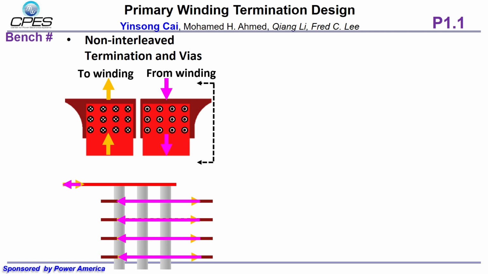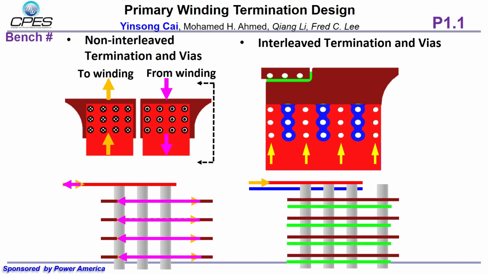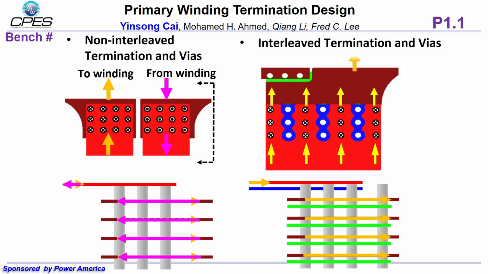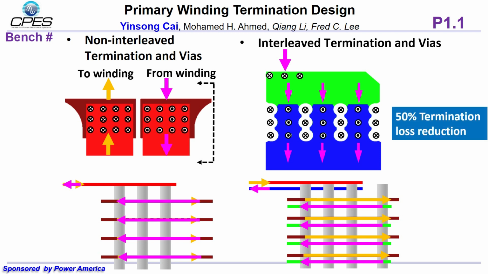In the proposed design, by implementing a finger-shaped structure, we interleave both the termination and vias. So we can see the current in the termination and the current in the vias are interleaved. And with this structure, we achieve 50% termination loss reduction.